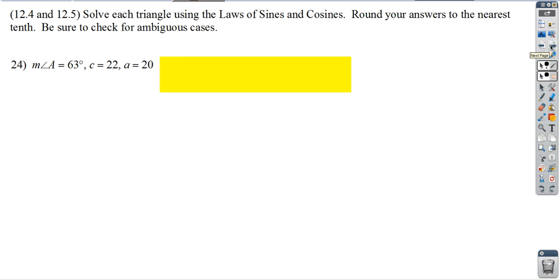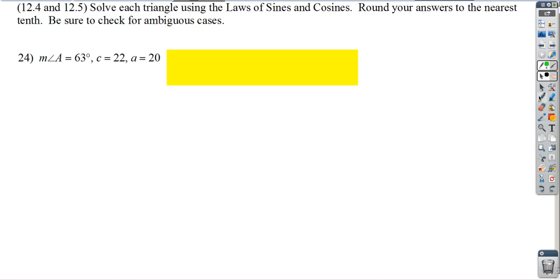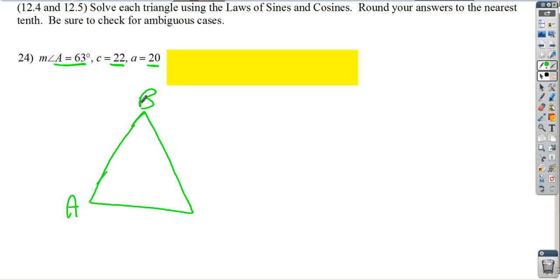Okay, so now we're going to have to check for ambiguous cases here, because they are not giving us a picture. So we need to draw the picture. Triangles are typically labeled ABC, unless they tell you otherwise. So let's draw this. It doesn't have to be perfectly to scale. Here's the thing to notice too. Angle A is 63, side A is 20, and side C is more than 20. So that means angle C is going to be bigger than 63 degrees. I'm going to keep that in mind when I'm drawing. It doesn't have to be perfect, but it's nice to have a decent picture. So there's side A, there's side B, there's side C.